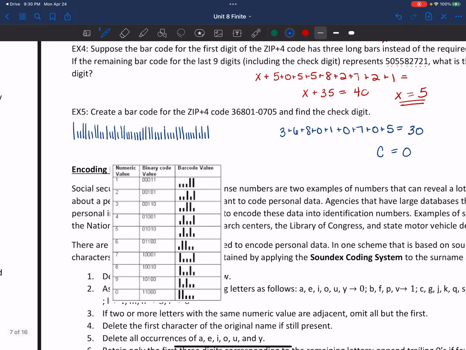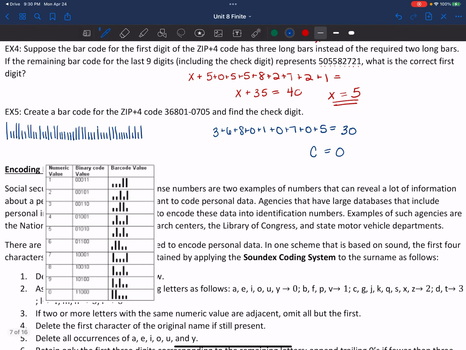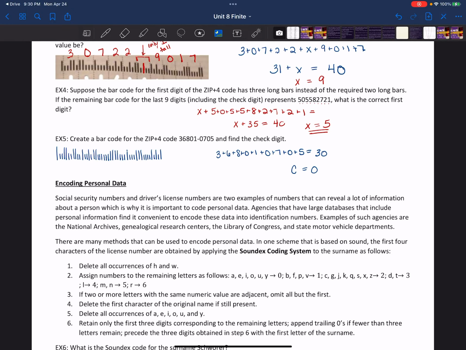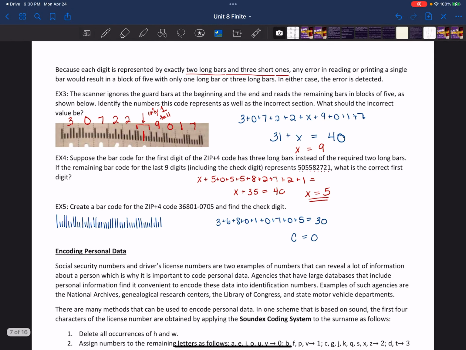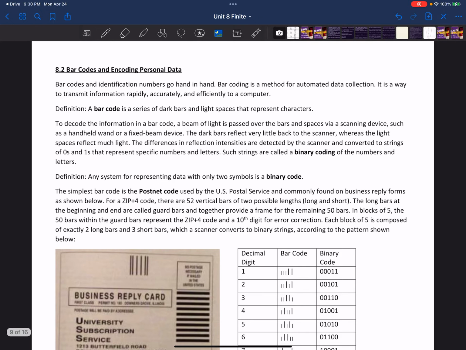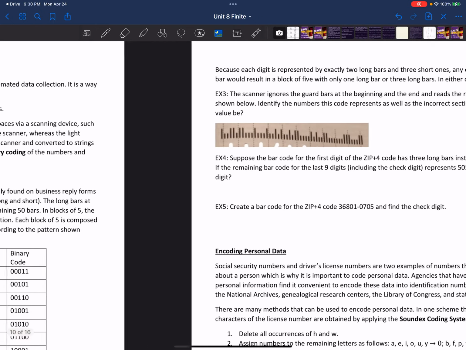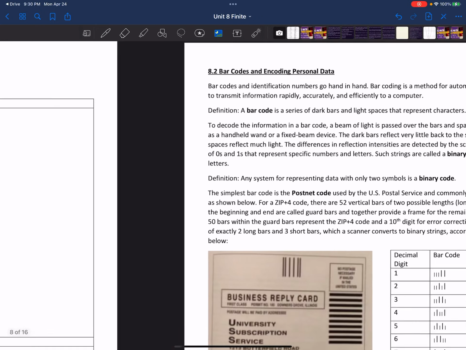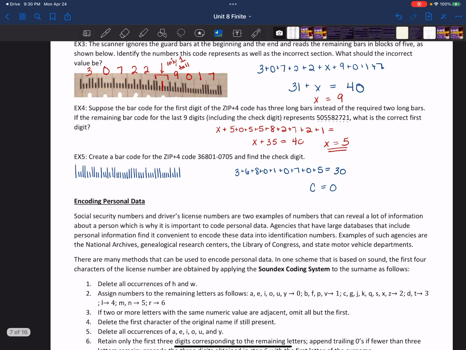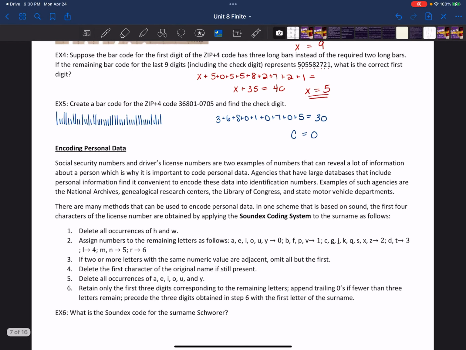All right. So we've gone ahead and gone through some example problems here of Postnet. And I want you guys to go ahead and work on 8.2 practice. Okay, 8.2 practice. And then in our next video, we'll do the encoding personal data using the Soundex coding system.